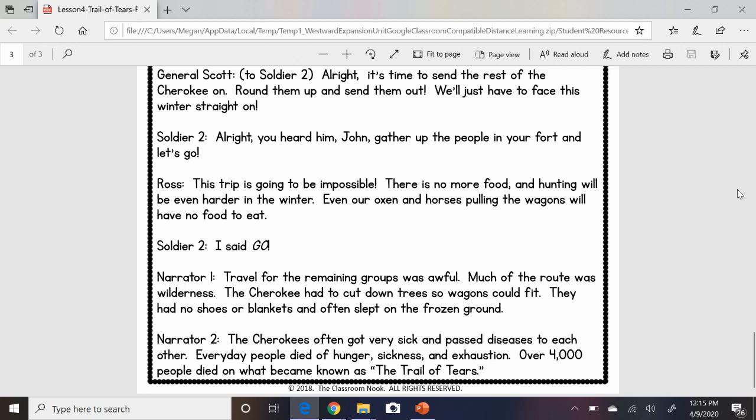Travel for the remaining groups was awful. Much of the route was wilderness. The Cherokee had to cut down trees so wagons could fit. They had no shoes or blankets and often slept on the frozen ground. The Cherokees often got very sick and passed diseases to each other. Every day, people died of hunger, sickness, and exhaustion. Over 4,000 people died on what became known as the Trail of Tears.